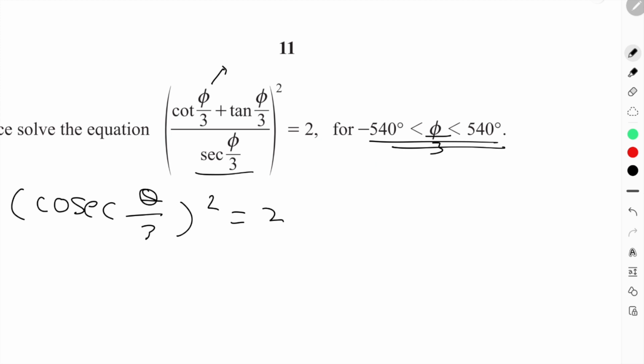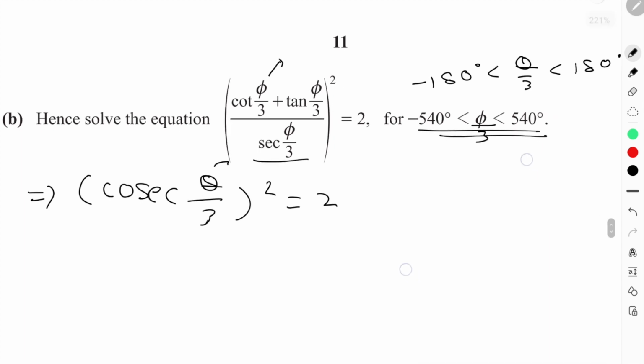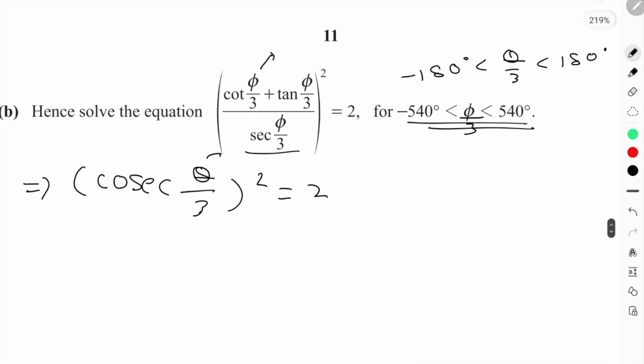So minus 540 divided by 3. So the range that you're supposed to get is this. And so when you're trying to find this, don't get confused. It's just supposed to be between minus 180 and plus 180.